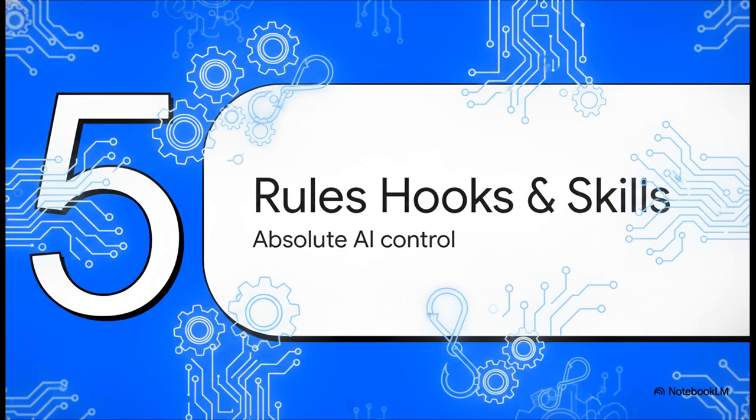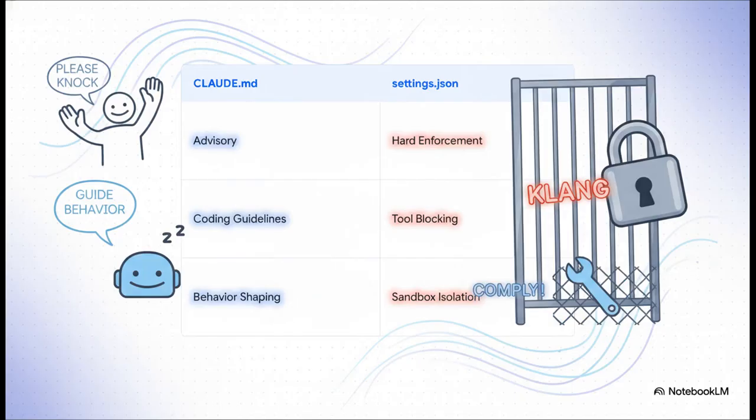Section 5. Rules, Hooks, and Skills. This is where we achieve absolute AI control. It's so vital to understand the difference between asking your AI to behave and forcing it to comply. The Claude.md file is advisory. It shapes behavior and sets guidelines. But your settings.json file, that provides hard enforcement. Think of your Markdown file as a polite sign on the door that says, "please knock," while the settings.json file is the actual physical lock that blocks tools or enforces sandbox isolation.